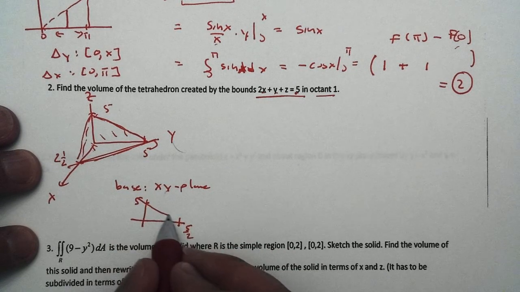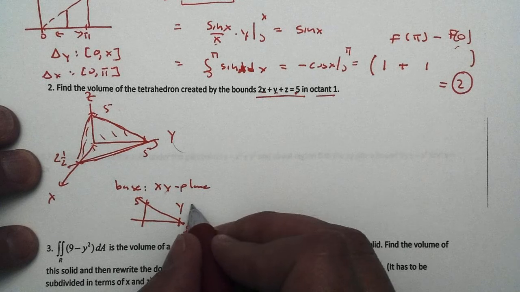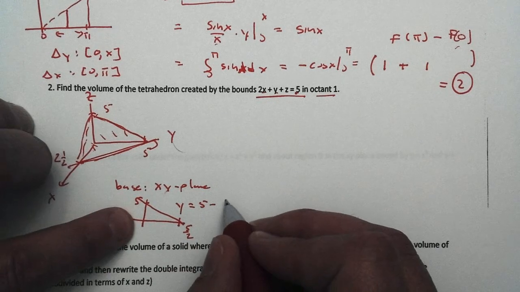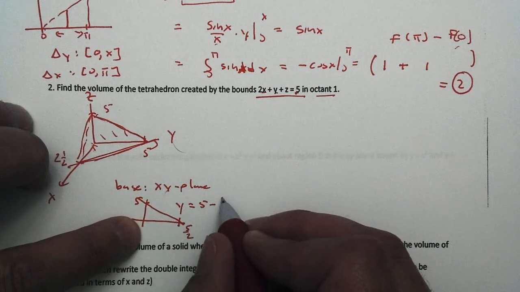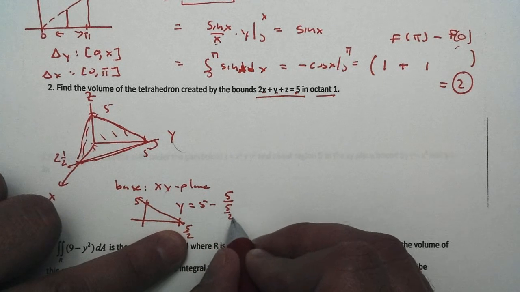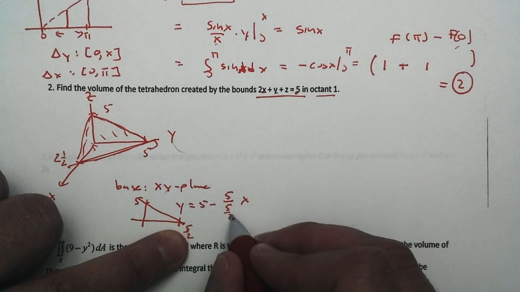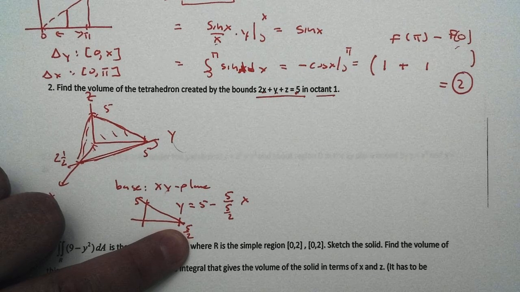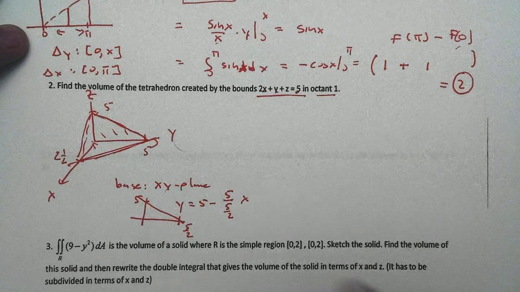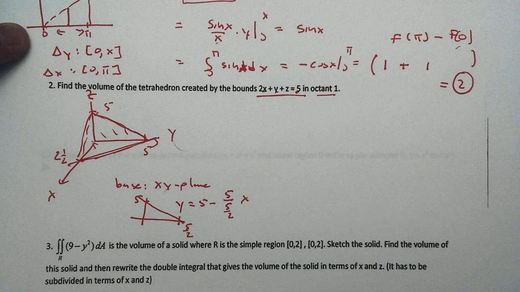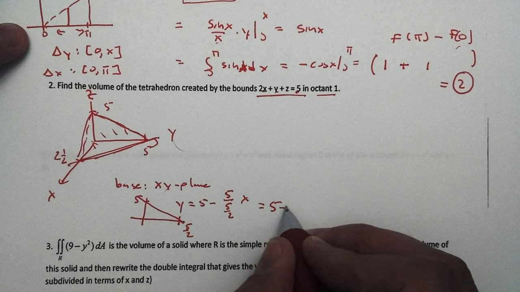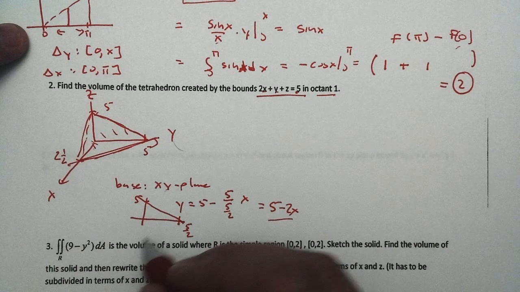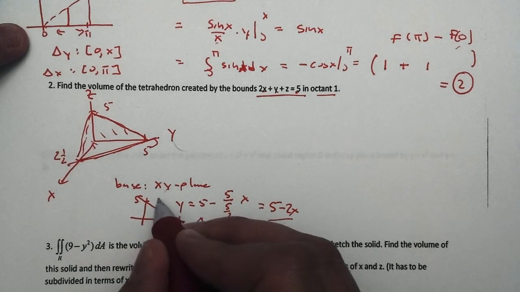And we have this line right here. I can write the equation of this line: y equals 5 minus, this becomes rise over run, so y minus 5 over 5 halves x. And of course, if we simplify that, which of course becomes 5 minus 2x.